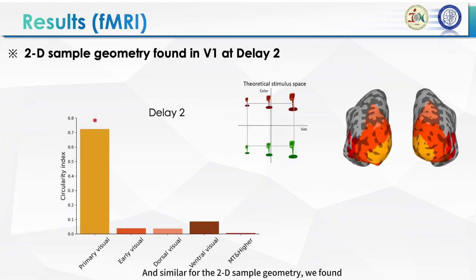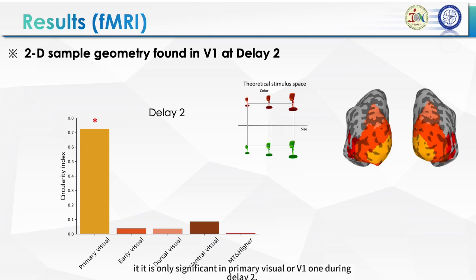And similarly for the 2D sample geometry, we found it is only significant in primary visual cortex, or V1, during delay 2.